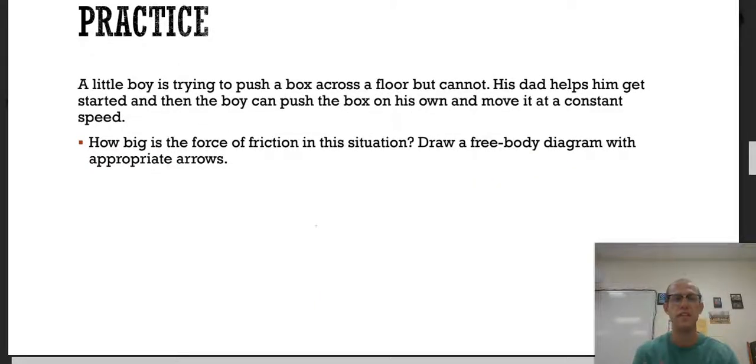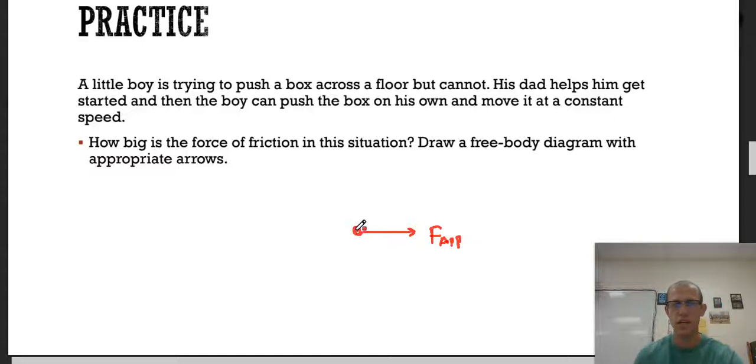All right, here we have the same setup. A little boy is trying to push a box across the floor but can't. His dad helps him get started, and then the boy can push the box on his own and can move it at a constant speed. So let's look at it as the boy is moving it at a constant speed. So the boy is applying a force this way to move the box, and it's going at a constant speed.